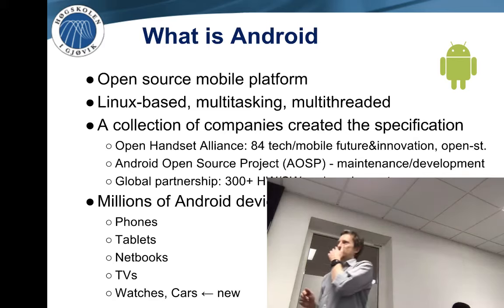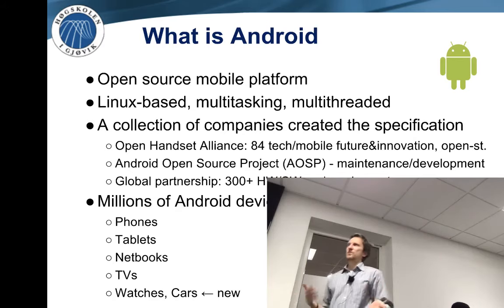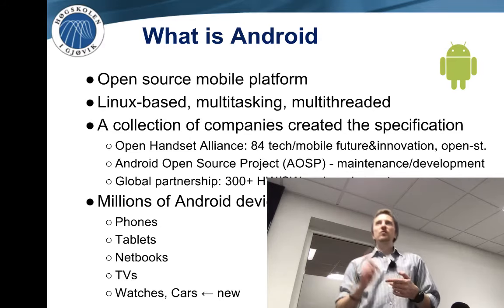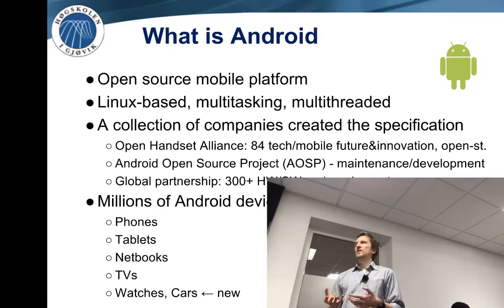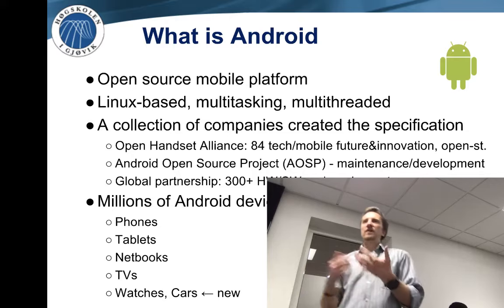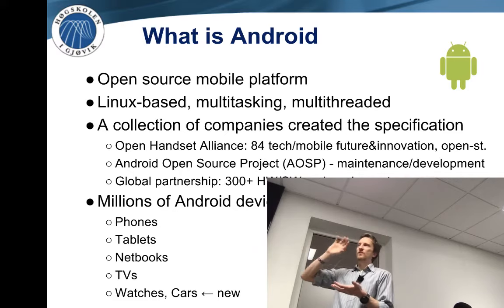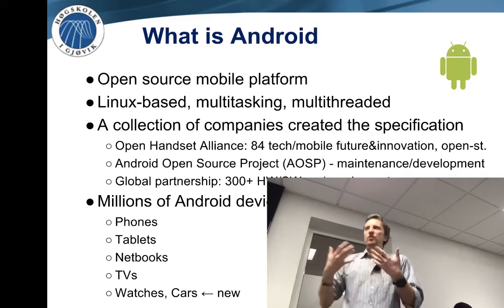Okay, so what is Android? Well, it's an open source mobile platform. You can say it like that. It's Linux based, so underneath you have the Linux operating system, the Linux kernel. Why did they decide to use Linux? Well, if you have a hardware platform and you need to have applications developed on it, you have to have some sort of a hardware abstraction layer. So you need to use something.